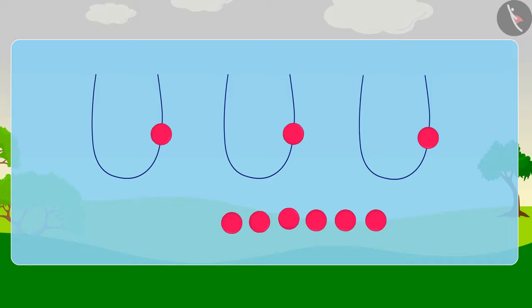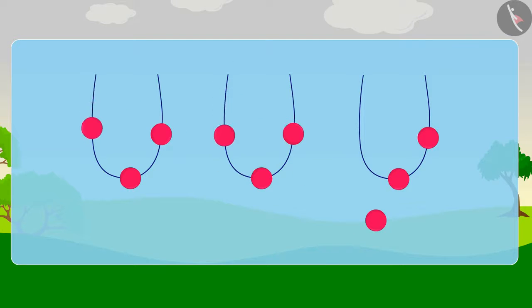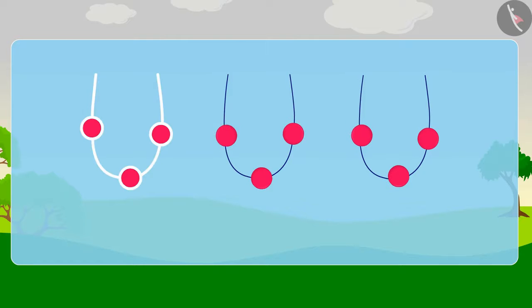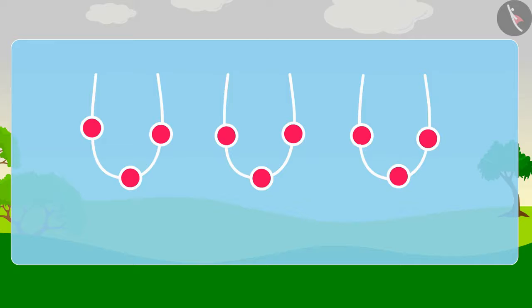Now, we will put 1 more pearl in each necklace. Now we have 3 pearls left. Now finally, we will put 1 last pearl in each necklace. Appu has no other pearls left. And his 3 necklaces are ready.